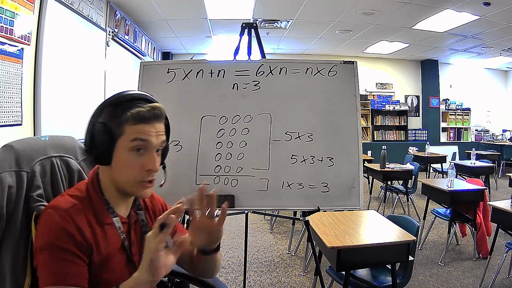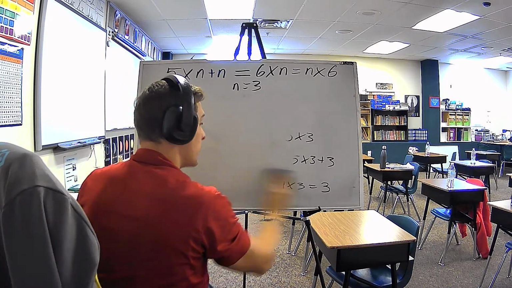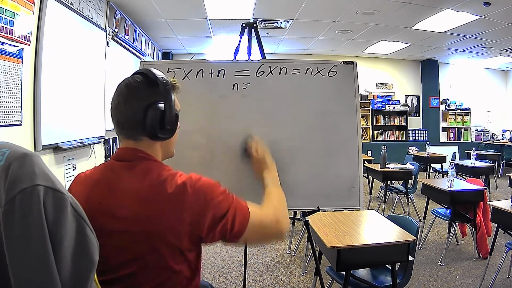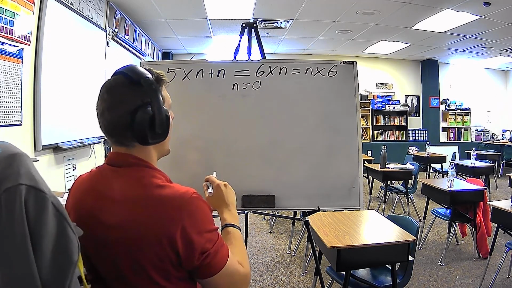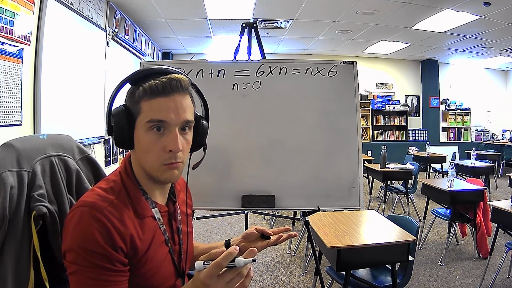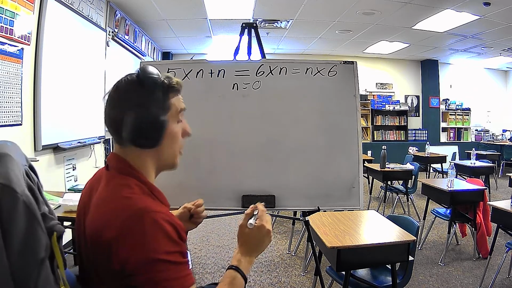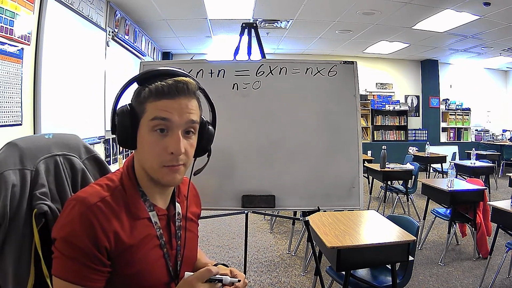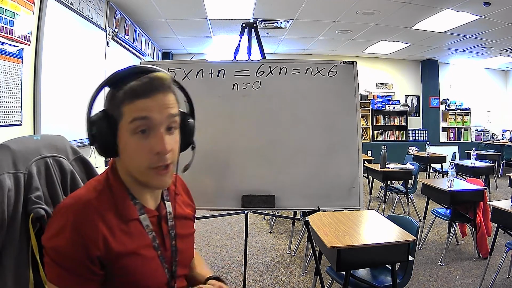Let's try 0, because that's a question that I get a lot. What about 0? Well, let's try it. Let's say n is 0. So, let's say I have 6 groups of 0. 6 times 0. Well, what's 6 times 0? 0. Alright. What's 0 times 6? Well, it's 0. Alright, so those equal each other, so 0 equals 0.